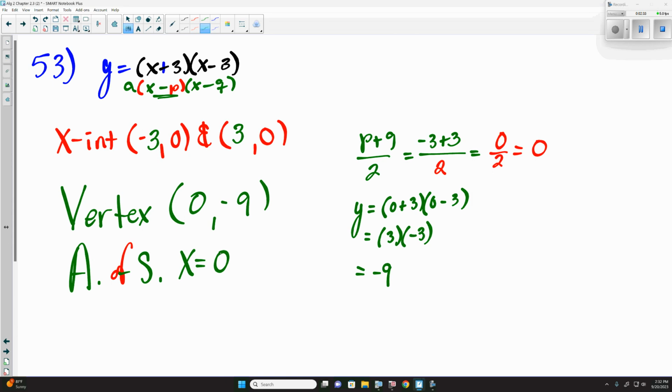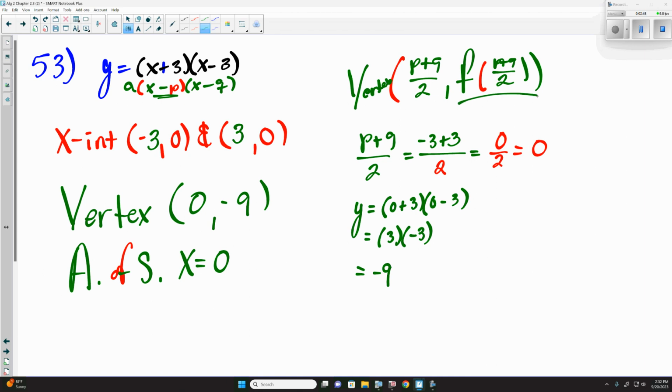So how did you find the vertex in? So p plus q over 2 comma f of p plus q over 2. What is f of? We just plug it back in. Oh. Over 2. Any other questions on the homework?